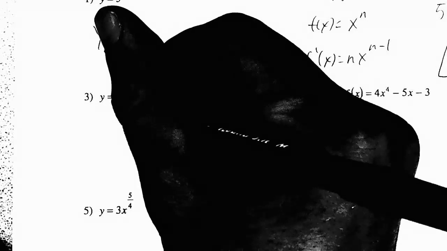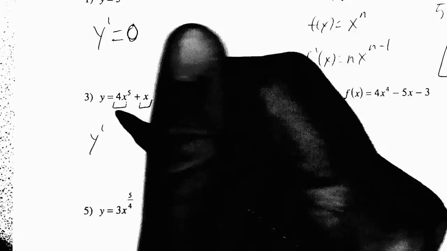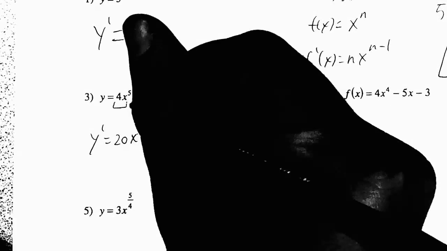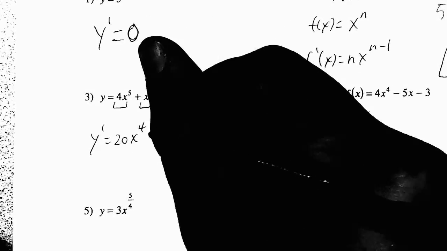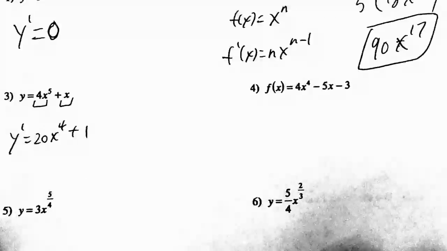Same thing, we're doing power rule, but we have two derivatives to take. We're going to do the derivative of 4x to the fifth. 5 comes down. 5 times 4 is 20. x to the 5 minus 1 is 4. Plus the derivative of x is 1. Okay. Next one.